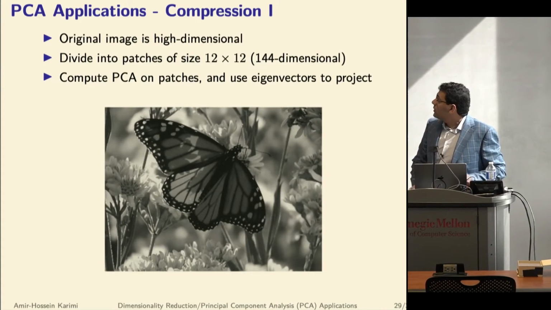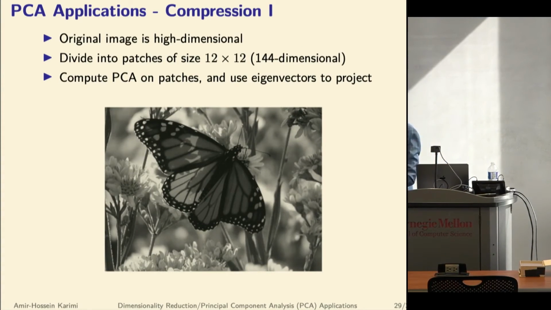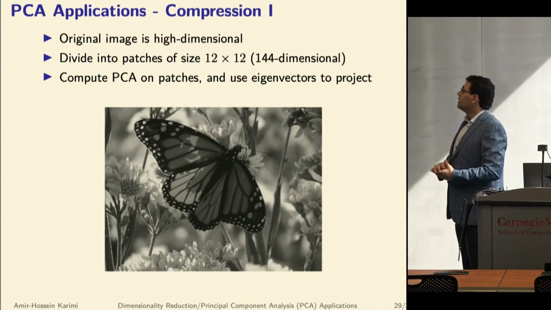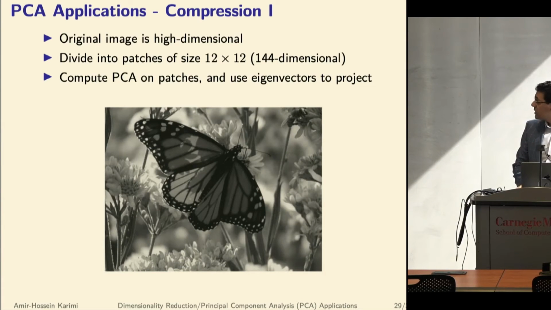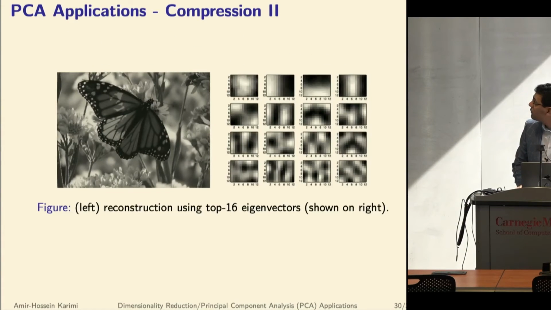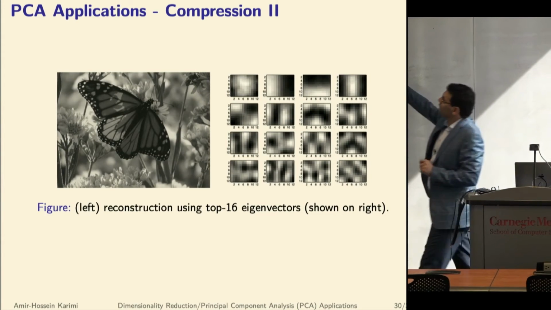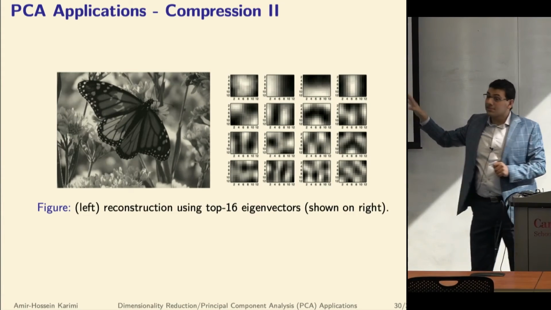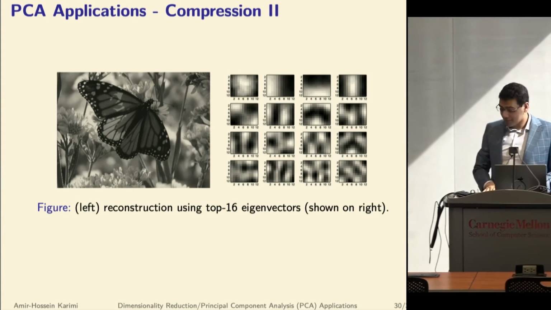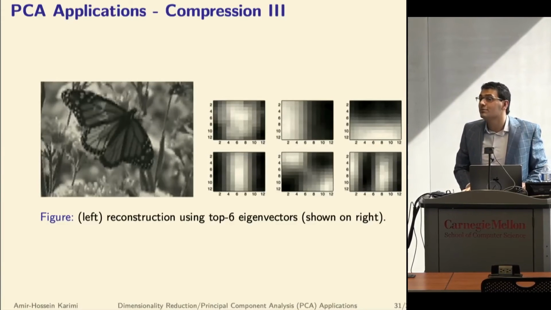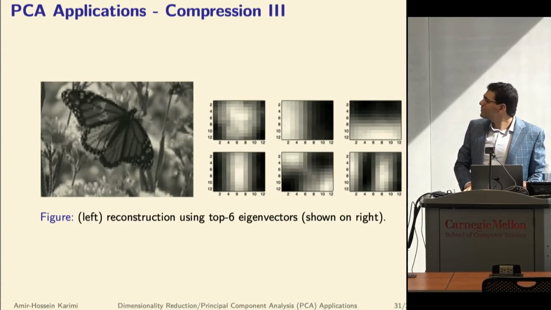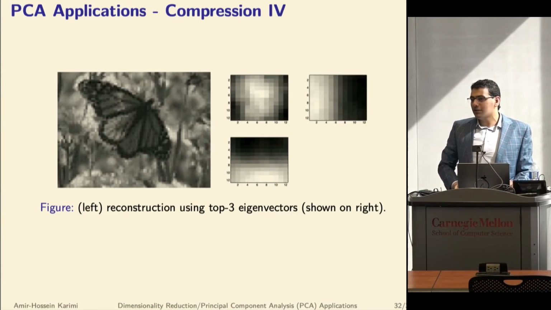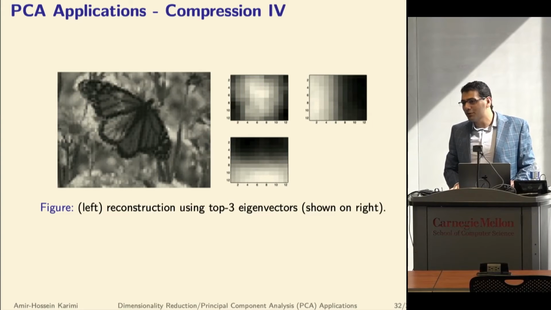Again, we can look at the application of PCA in the scope of compression. This is the image of a butterfly. We can apply PCA to patches on this image. Each of these you can consider as an eigenvector. If I only retain 16 of my eigenvectors, I can still recognize that butterfly. I can still recognize it with 6. It's getting blurry and not so clear. But maybe with only 3, I can still recognize that this animal is not an elephant, but a butterfly.